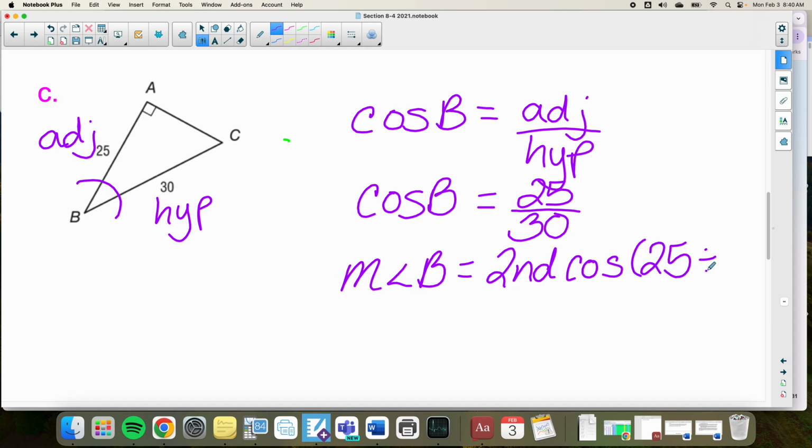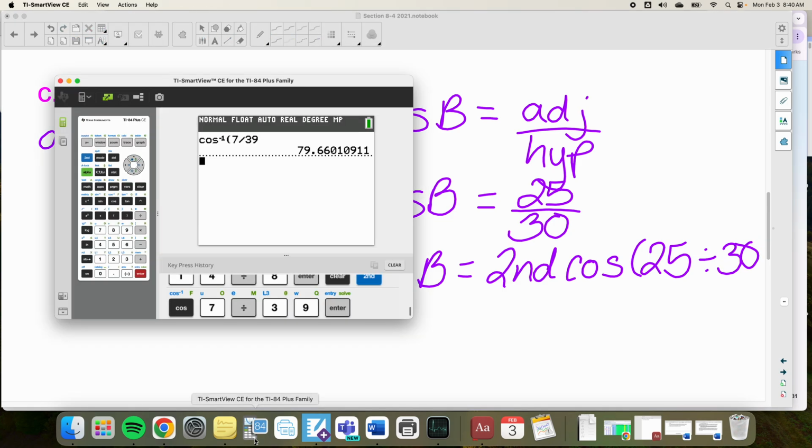And when I go to find angle B, that's when we do second cosine, 25 divided by 30. Okay? So second cosine 25 divided by 30. Did you get 33.56?